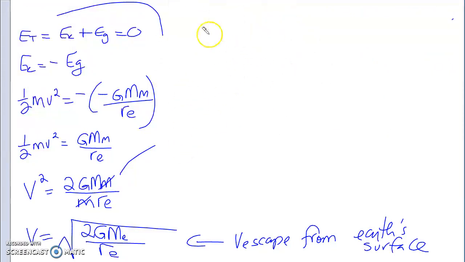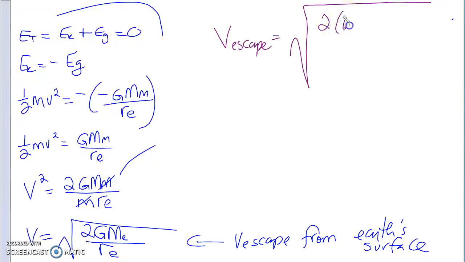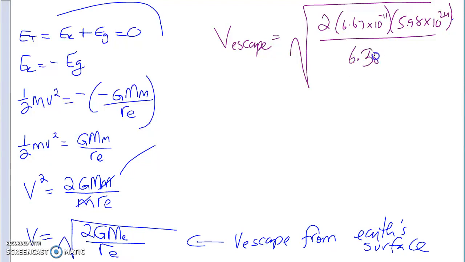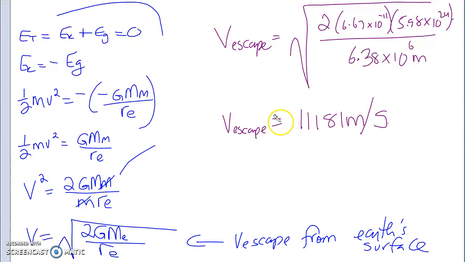Okay. So let's see, V escape equals the square root of 2 times 6.67 times 10 to the negative 11 times 5.98 times 10 to the 24 divided by 6.38 times 10 to the 6 meters, and you get V escape, and the value is, who can tell me what is it? 11,181 meters per second, which is how many kilometers per hour? 40,255 kilometers per hour.